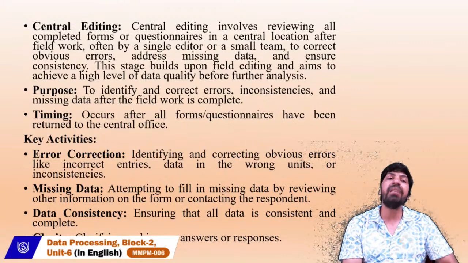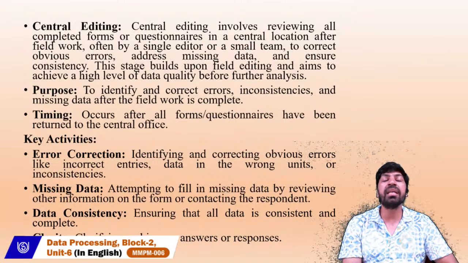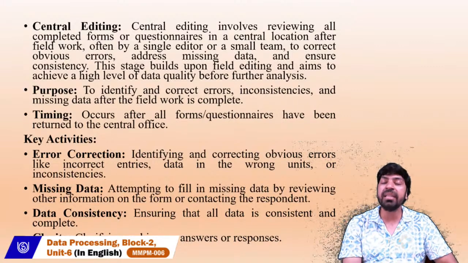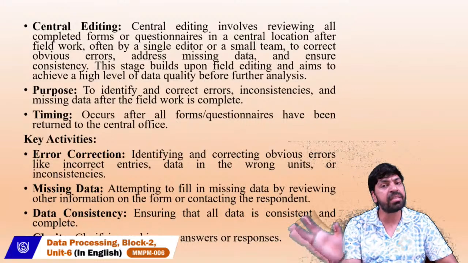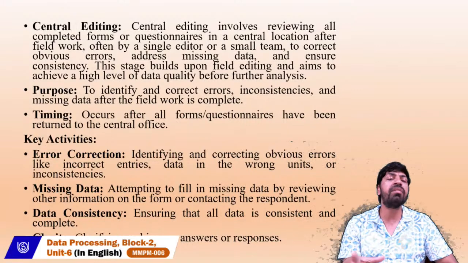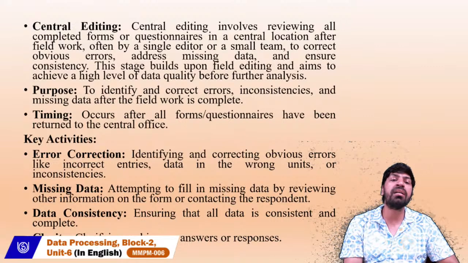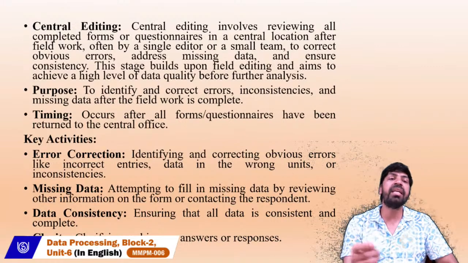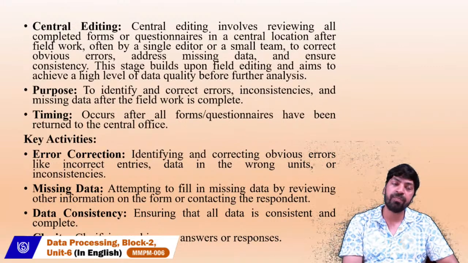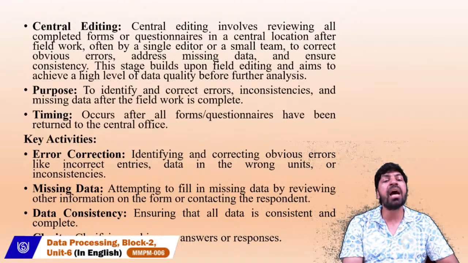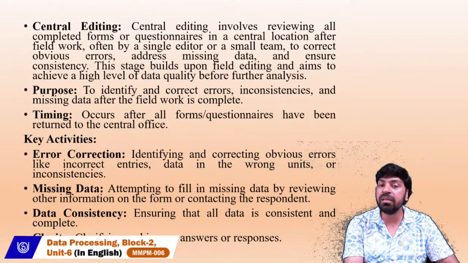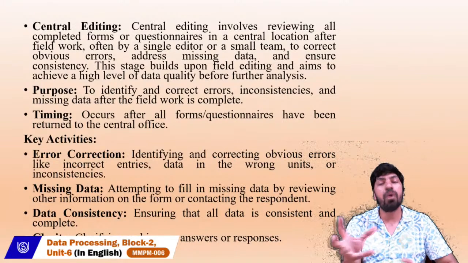The main purpose of central editing is to identify and correct the errors, inconsistencies and missing data that remain after the field editing work has been finished. Next one is timing. It occurs after all forms and questionnaires have been returned to the central office.